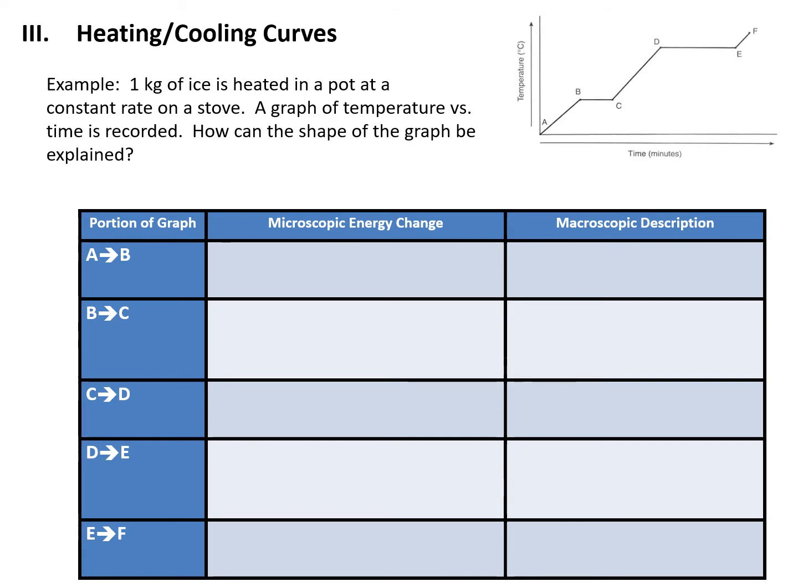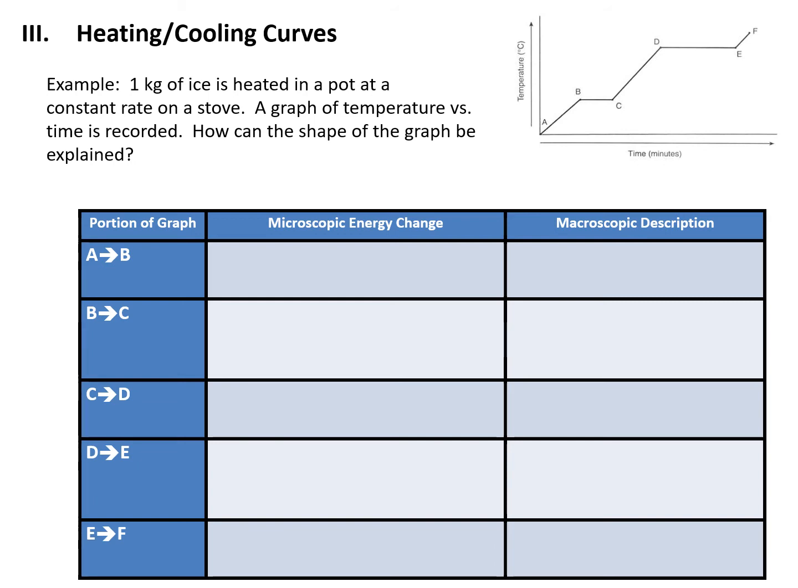For example, perhaps we take a 1 kilogram sample of ice and heat it on a stove where the burner is set to add heat at a constant rate. When we graph the data, the graph takes on the following shape. That's the shape you see there on the right hand side of your screen. Now, this basic shape would occur for any substance that we heated, not merely water. So how can the shape of the graph be explained?